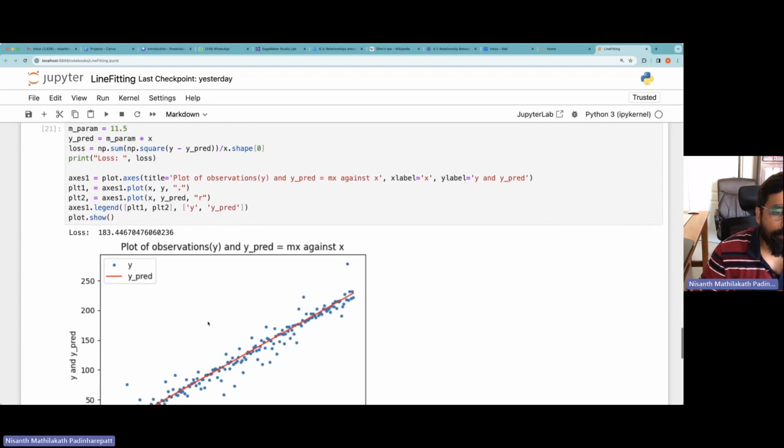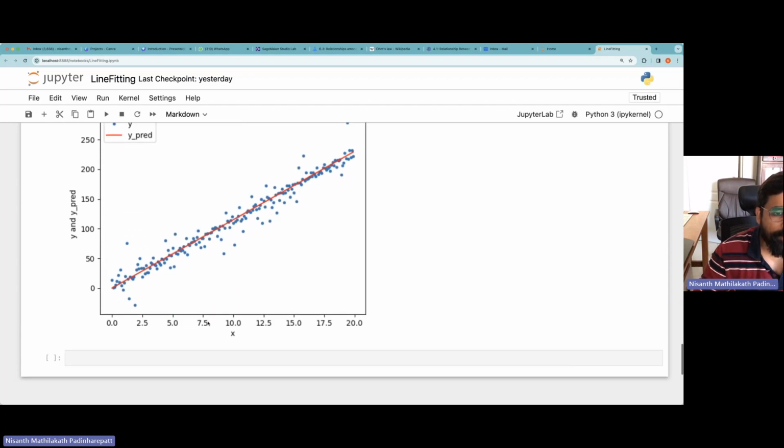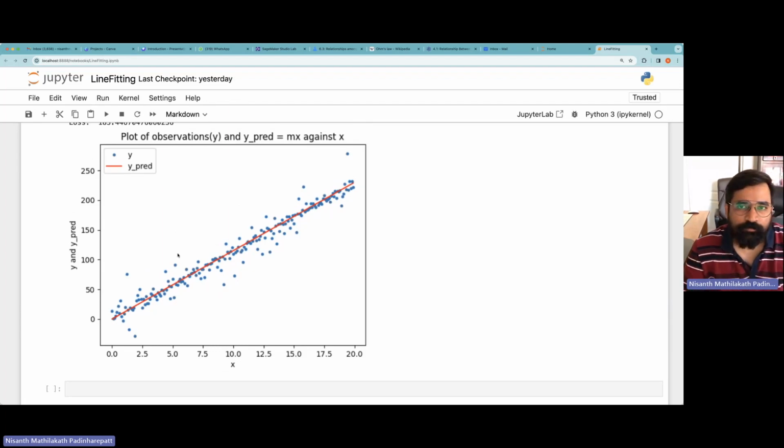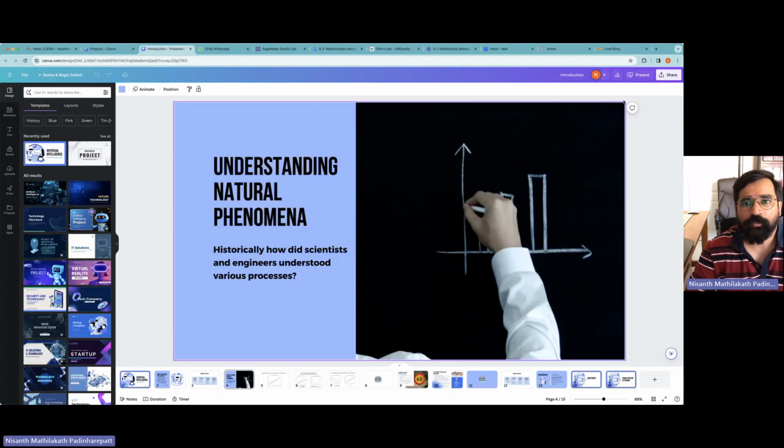Now we will plot that. We plotted that here, 11.5. So this is what I wanted to show you. This is more or less the same as machine learning. This is the process of machine learning, what we call machine learning training. This is what the process is.